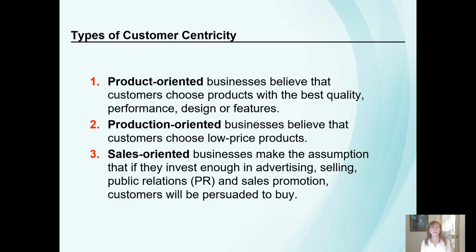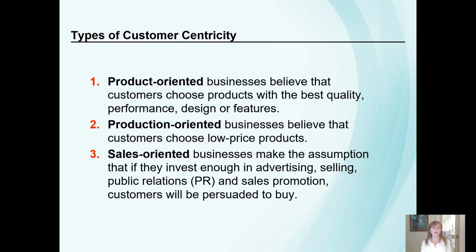Production-oriented businesses believe that customers choose the low price product. So it's all about streamlining the production process, streamlining the sales process so that we can make products at the lowest possible price, because that's what customers are driven to. So you would think about the products that you might find at a Walmart or a Target. They're low priced products, and their companies believe that that low price is really what drives the customers to buy their product.